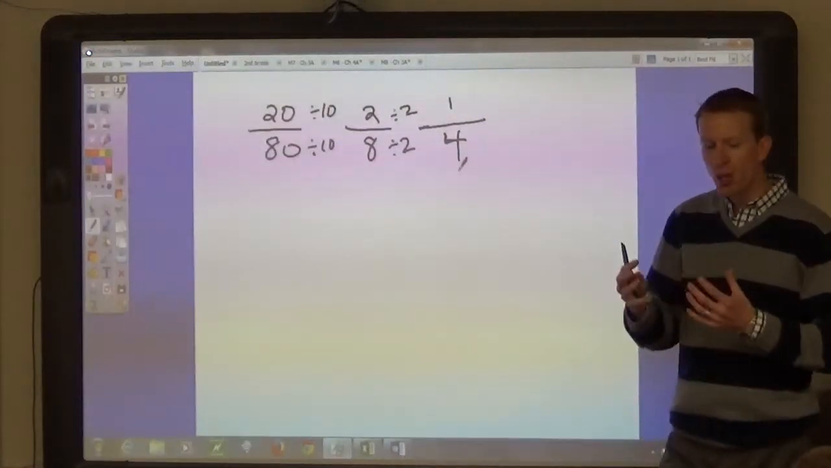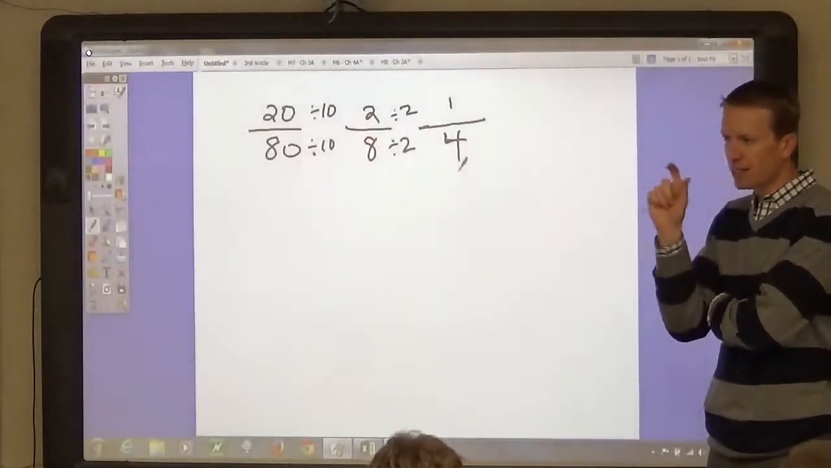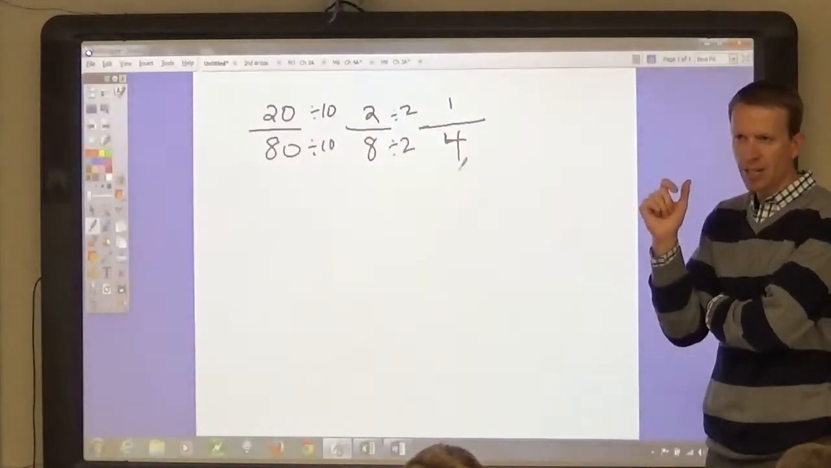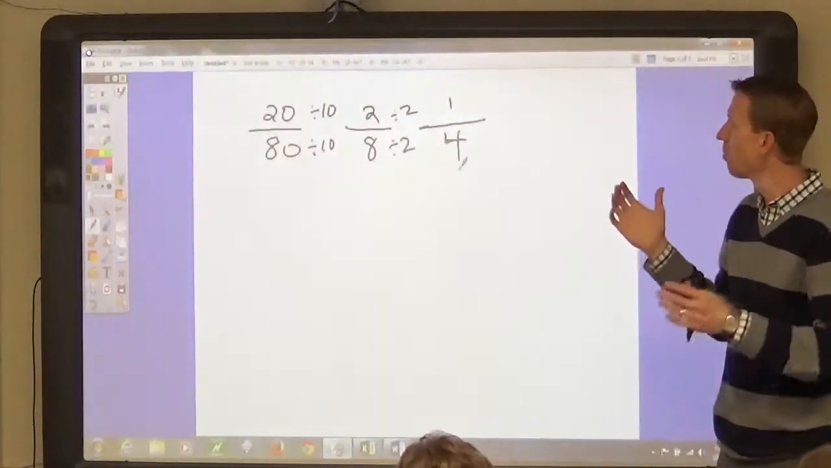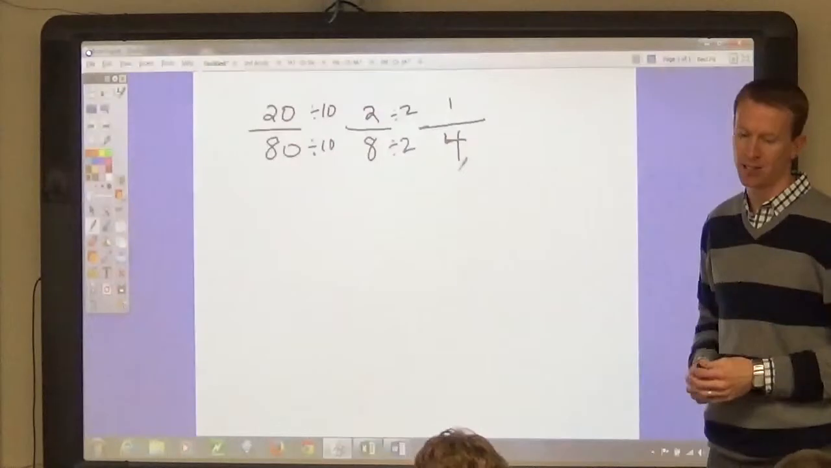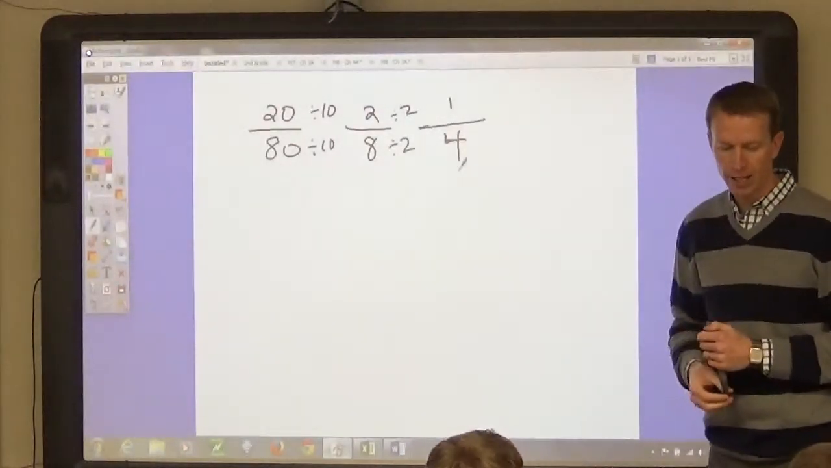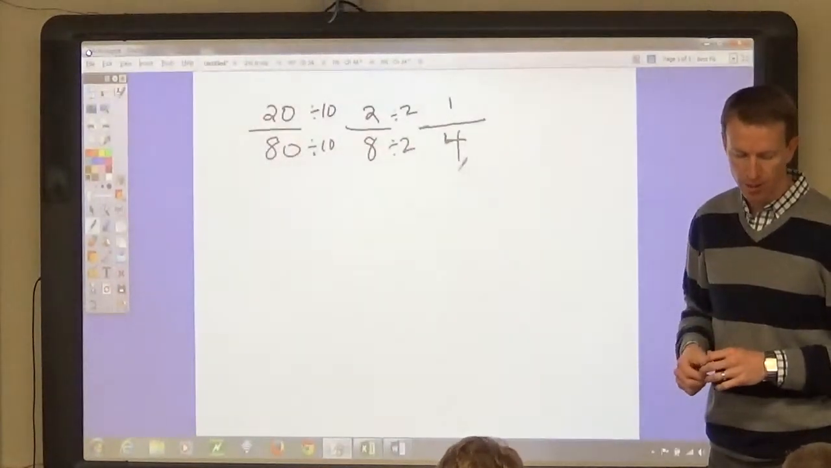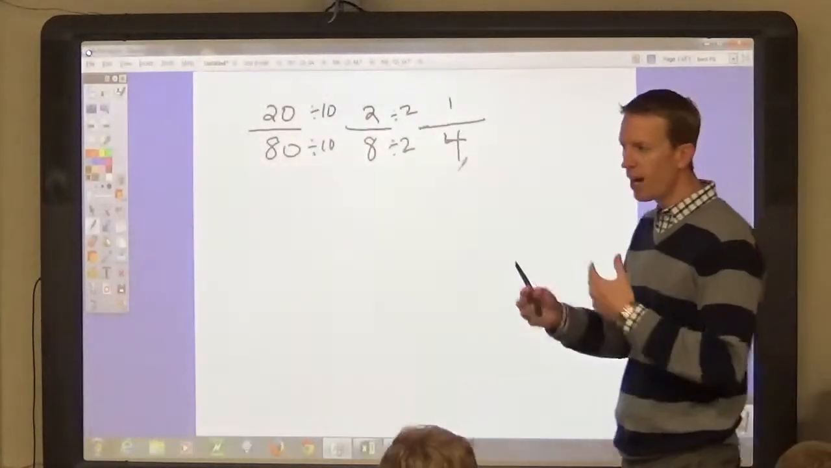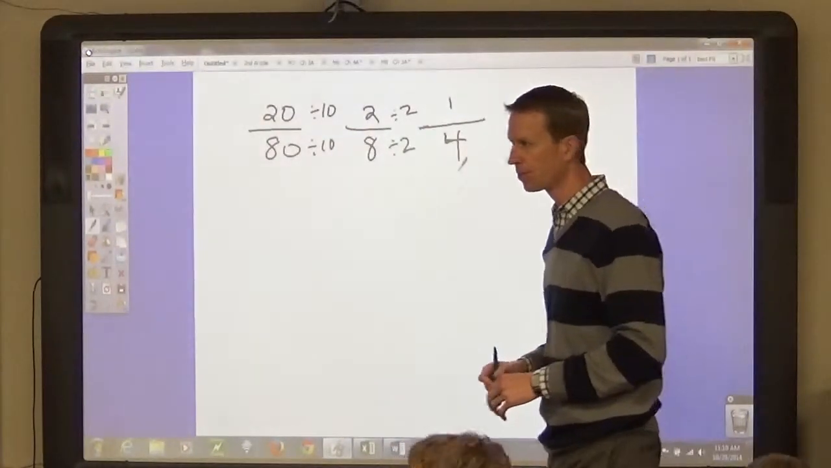So what I'm trying to show you is that you don't have to find the greatest common factor right away. Sometimes it's hard to see that. But just start by dividing it by any common factor. And then that will make the number smaller so that you can recognize any other common factors. Okay? That's the process in putting it in lowest terms or simplest form.